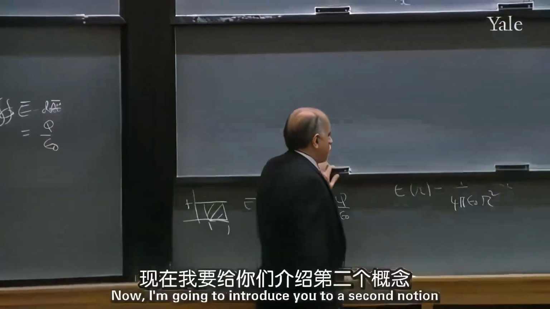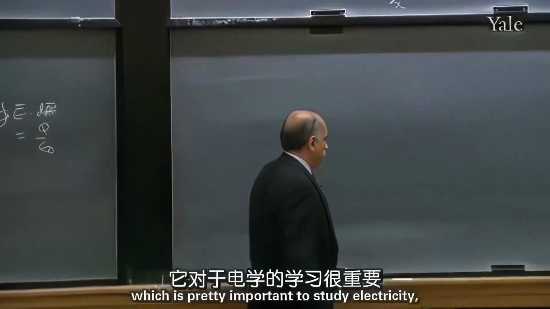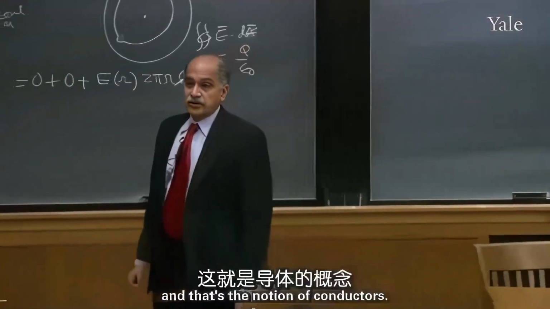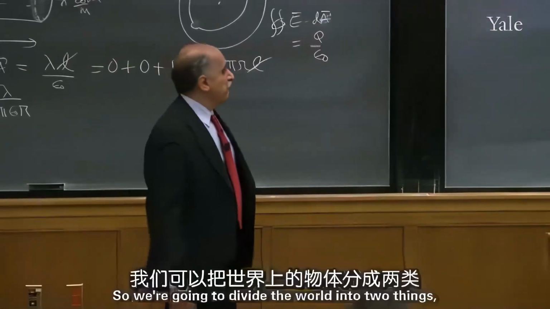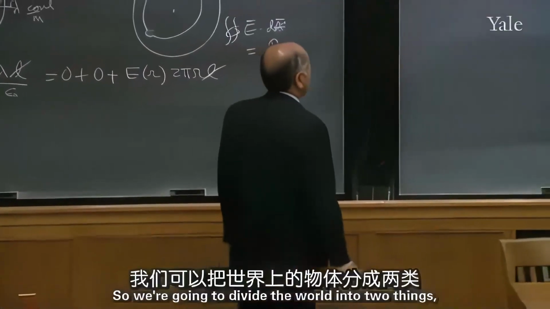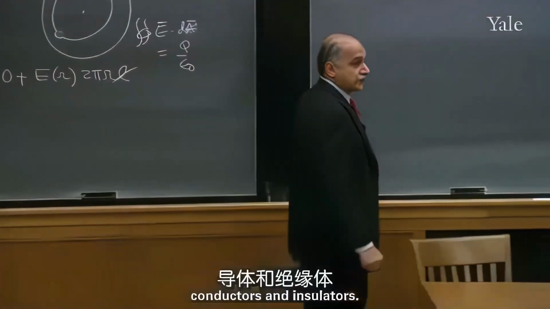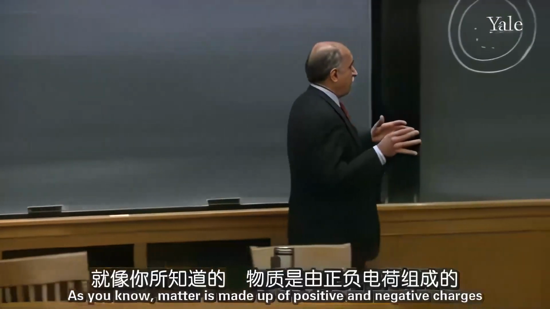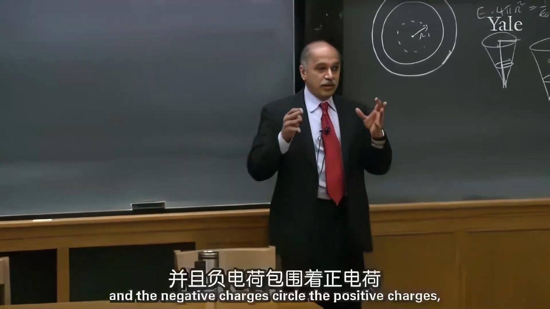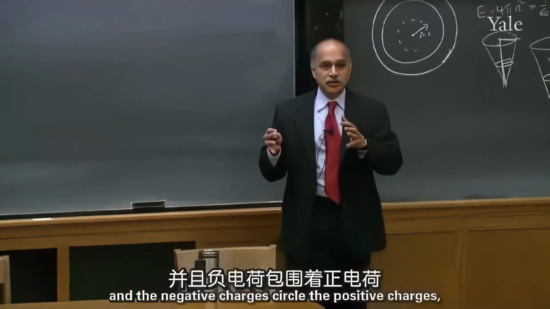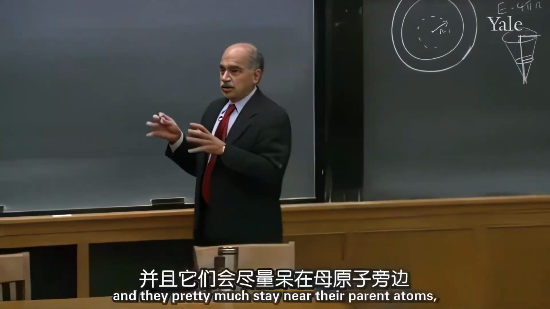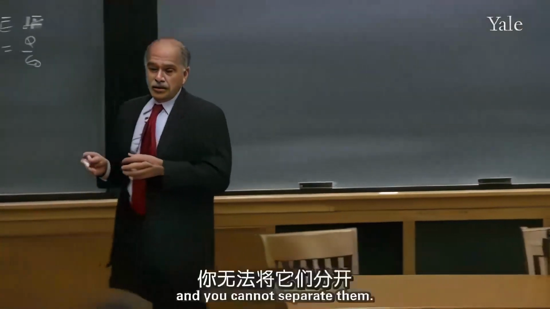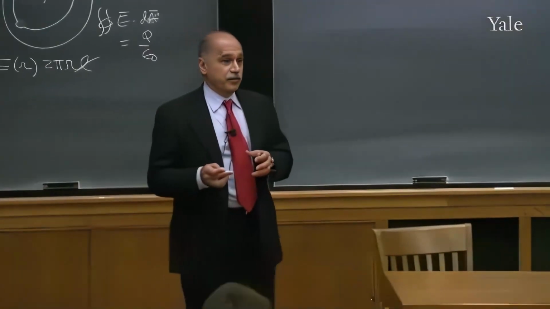Now I'm going to introduce you to a second notion which is pretty important to study electricity. And that's the notion of conductors. So we're going to divide the world into two things, conductors and insulators. As you know, matter is made up of positive and negative charges, and the negative charges circle the positive charges, and they pretty much stay near the parent atoms, near the parent nuclei. And you cannot separate them.